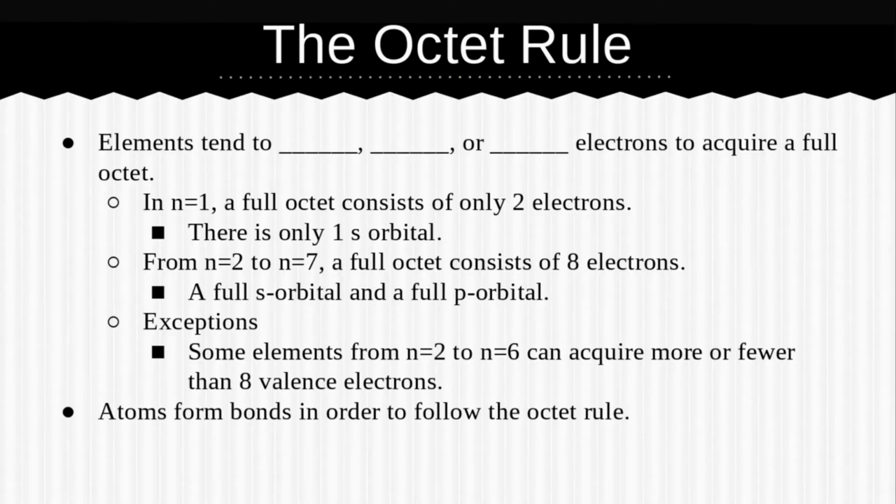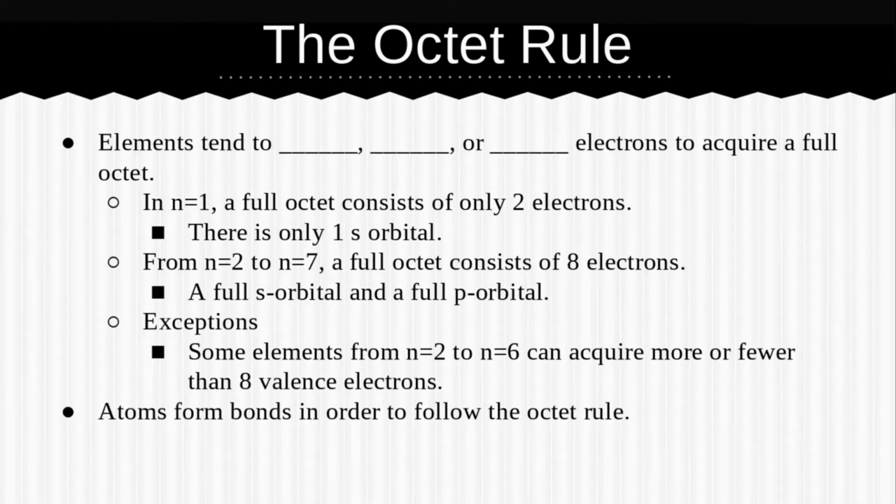So all types of chemical bonds relate back to the octet rule. Hopefully you remember this octet rule from baby chem, but elements tend to gain, lose, or share electrons to acquire a full octet. A full octet is 8 valence electrons, and valence electrons, if you recall, are the furthest electrons from the nucleus. So there are some exceptions to this.